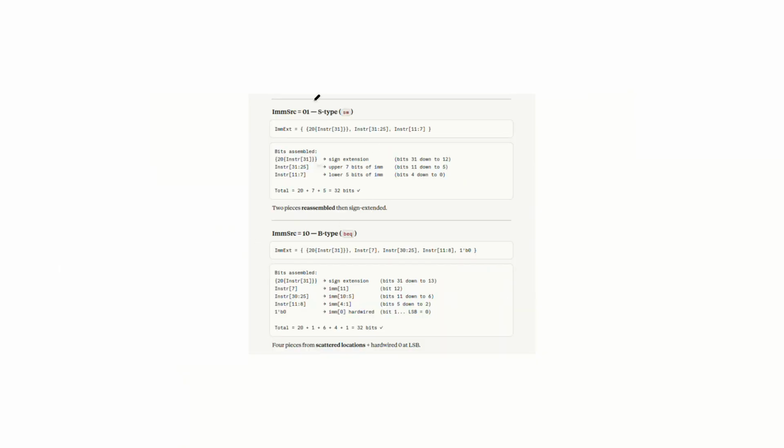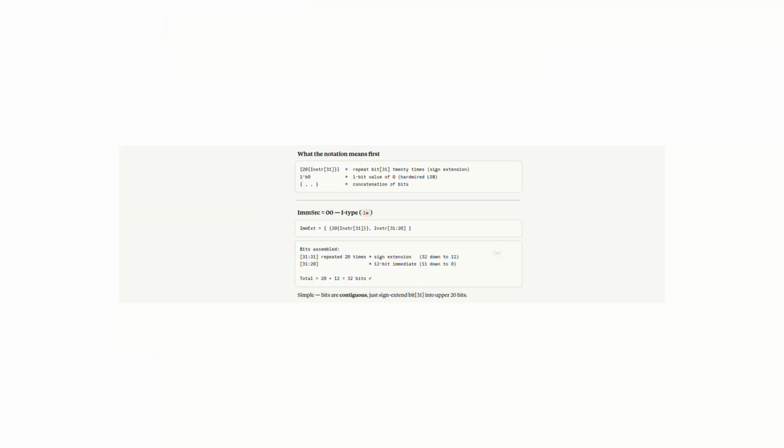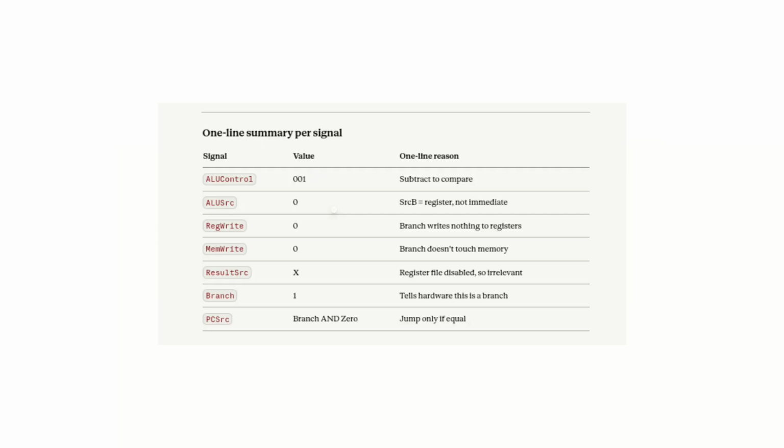So here, why am I taking the immediate source this way? In S type I took the immediate source 01 because only two locations are there. Split into two locations, we have to reassemble them. But here in branch, my immediate is split into four different locations. So I have to take from these four different locations and combine them to get the 32-bit value. That is why, when I am extending it, I need to use the immediate source value 10. In load, the immediate is in only one place in the instruction. That is why my immediate source is just 00 in the load case. Fine. This we have understood.